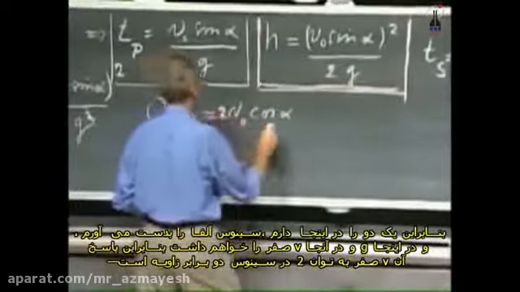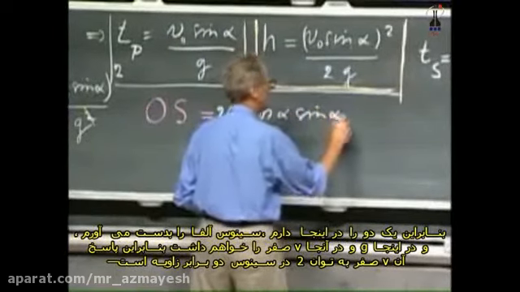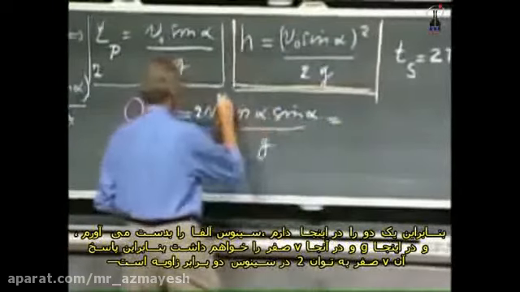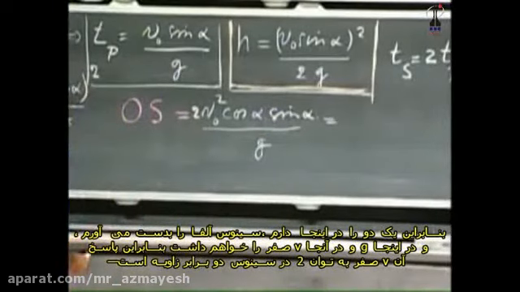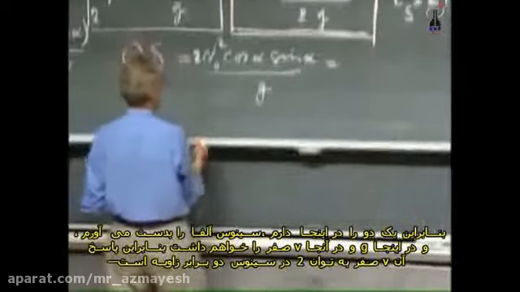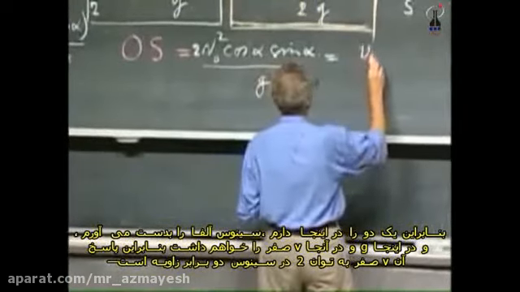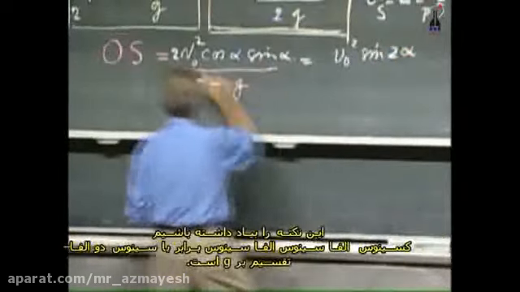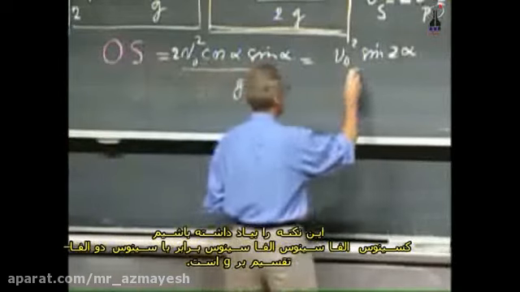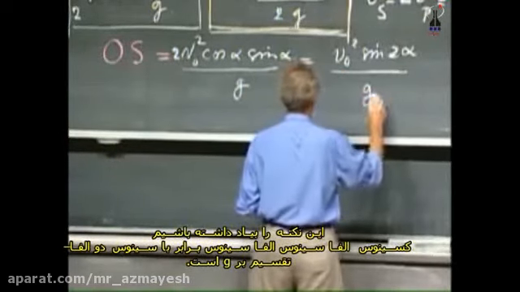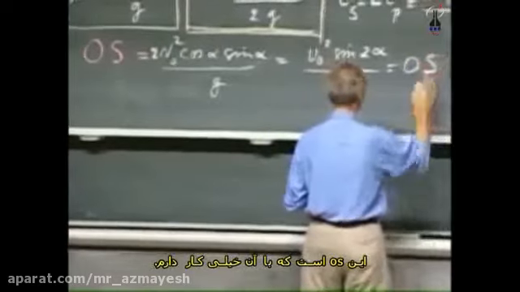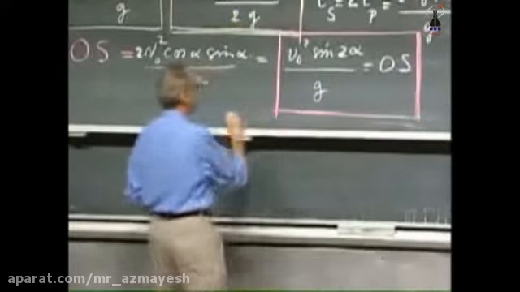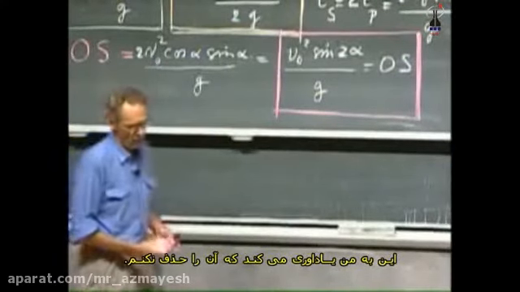So I get a 2 here. I get a sine alpha. And I get a g here. And I have another v0 there. And so the answer is v0 squared times the sine of the double angle. Remember, 2 cosine alpha sine alpha is the sine of 2 alpha, divided by g. And this is OS. And I'm going to need this a lot. This reminds me not to remove it.